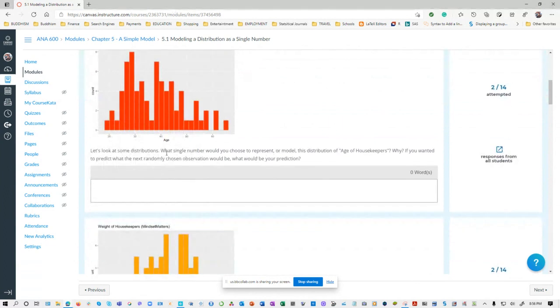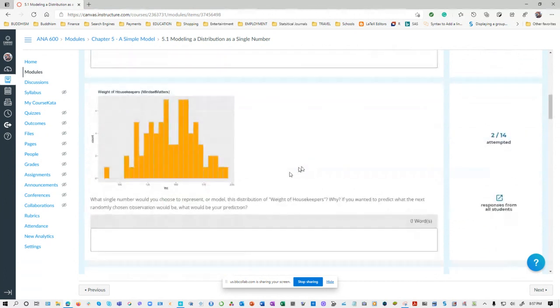Let's look at some distributions. What single number would you choose to represent the model of this distribution? Age of housekeepers. Why? If you wanted to predict what the next randomly chosen observation would be, what would your prediction be? What single number would you use to model this distribution? Weight of housekeepers. Why?